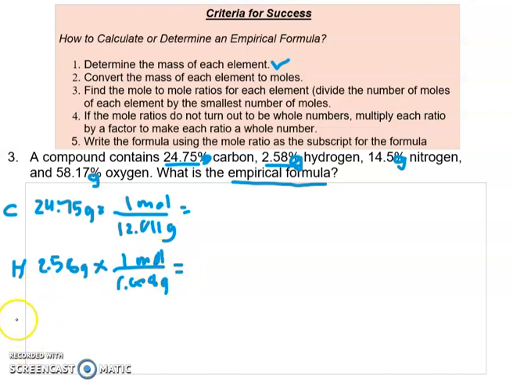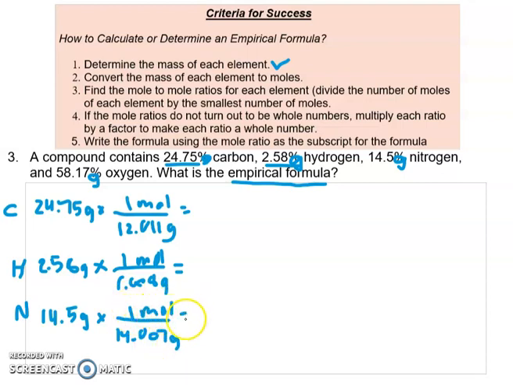Then I have nitrogen. So this has a lot of parts. 14.5 grams of nitrogen. I know that there are 14.007 grams of nitrogen in 1 mole.